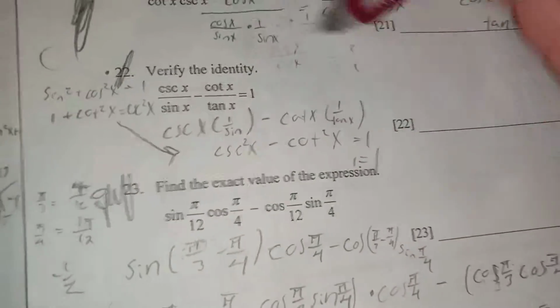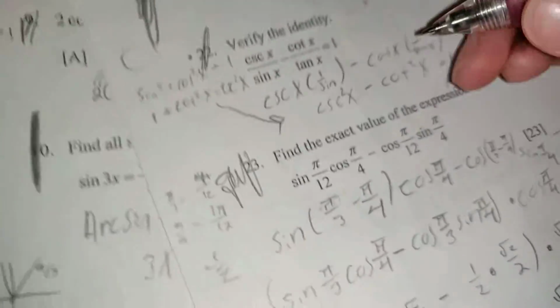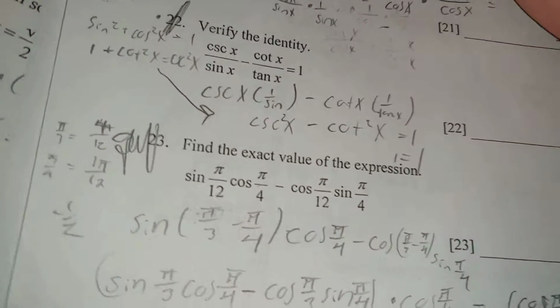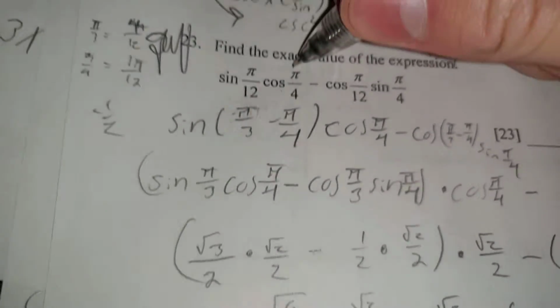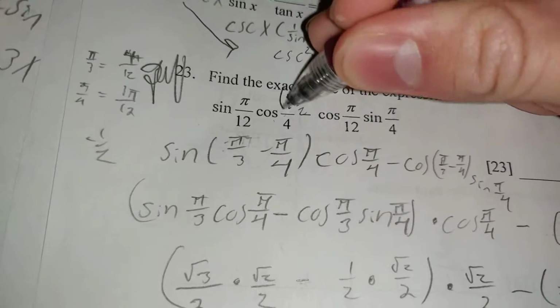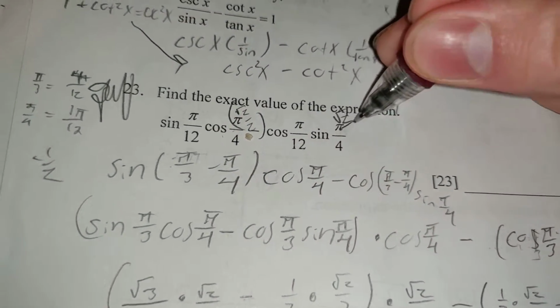Okay. You know that this one is... Where's my hand? I'm right here. Right here. That's root 2 over 2. And that's root 2 over 2.